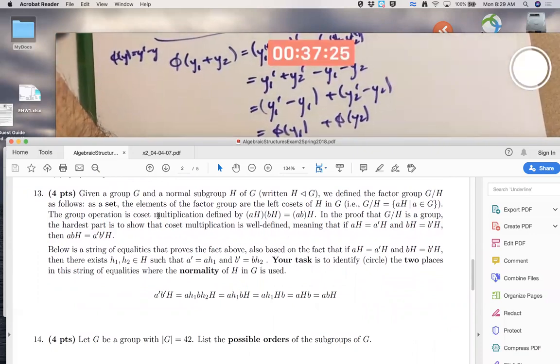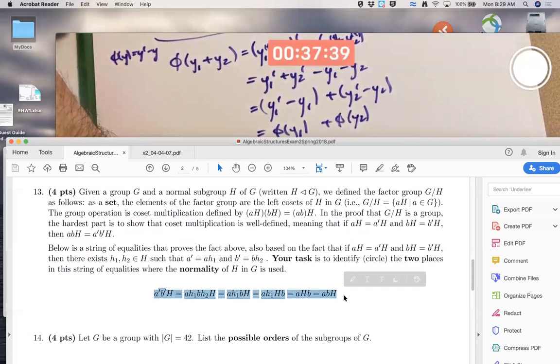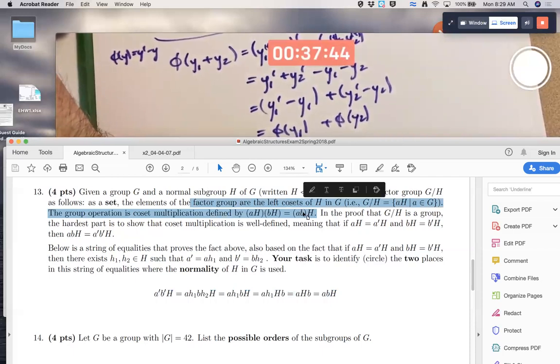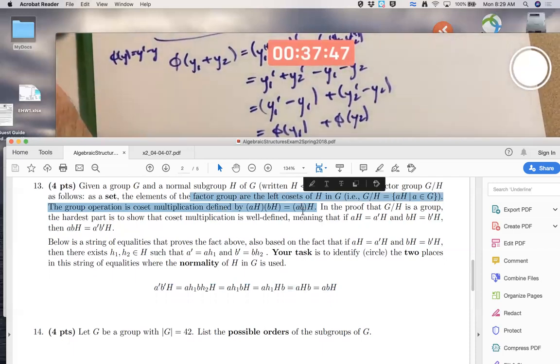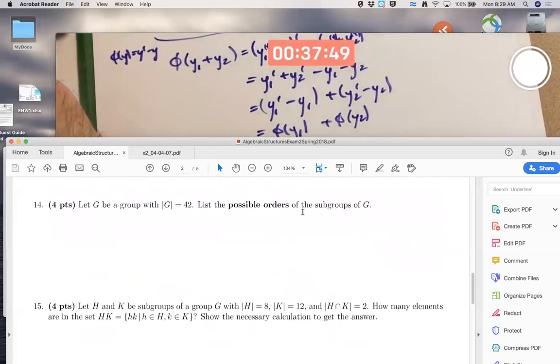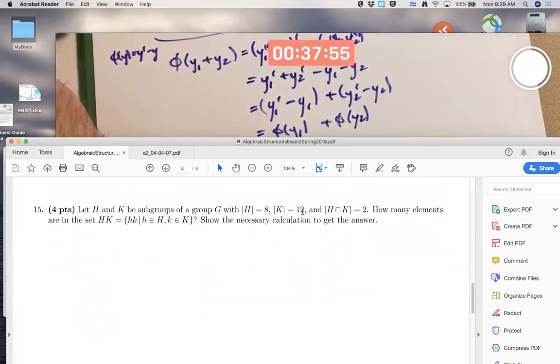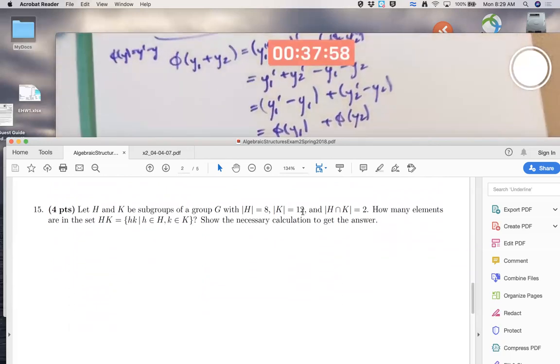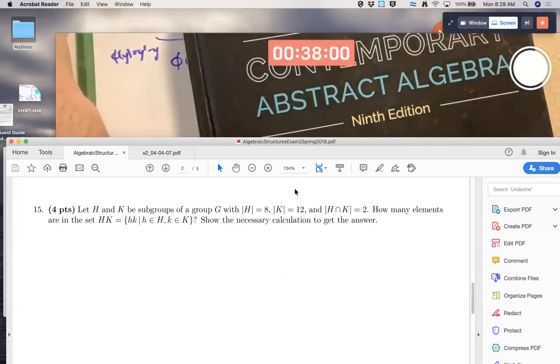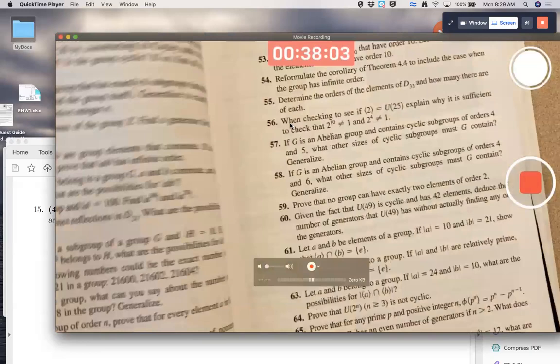Given a group G, a normal subgroup H. Okay, I'm not going to go through this in detail. We did it the other day, actually, last week. Your task is to identify two places where the normality of H is used in this line of equations here. The overarching purpose is trying to show that the multiplication in the factor group is well defined. Looks like an application of Lagrange's theorem there for 14. 15 is an application of that fact from chapter 7 about aK.